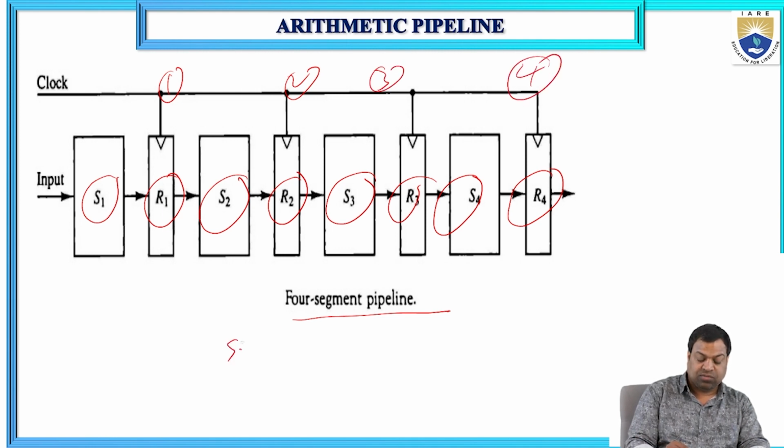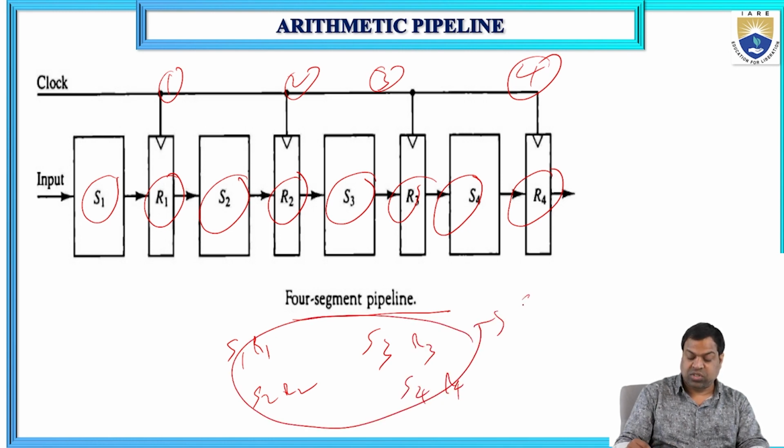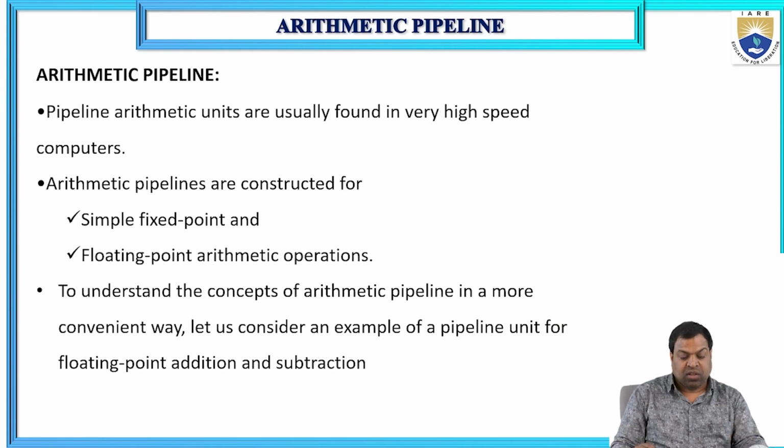So S1, R1, S2, R2, S3, R3, S4, R4. So in total four segments and four clock pulses. Next, the arithmetic pipeline. Already we discussed the pipeline. So pipelines are of two types, one of them being arithmetic.